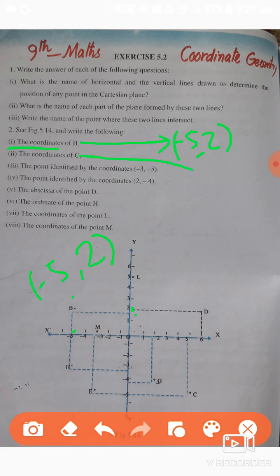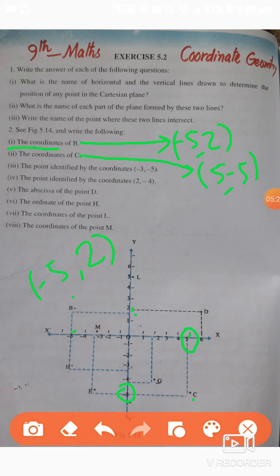Now we have to write down the coordinates of point C. So point C is over here. Its x coordinate is 5 on the x-axis. When we draw the perpendicular from this point C, it meets the x-axis at point 5, that is at this point, and the y-axis at -5. So its coordinates are 5, -5: x is 5 and y is -5.